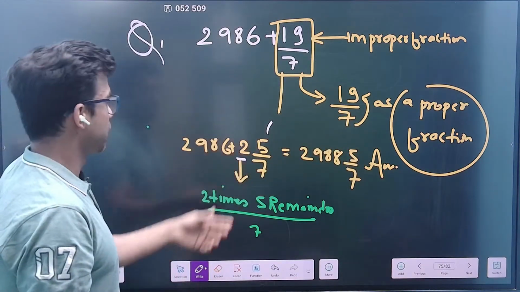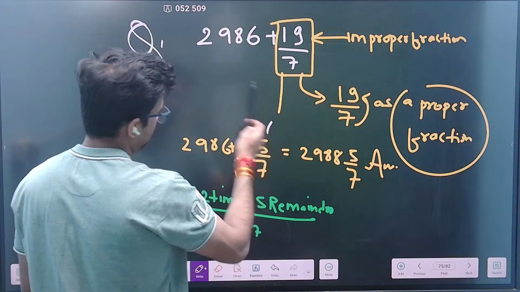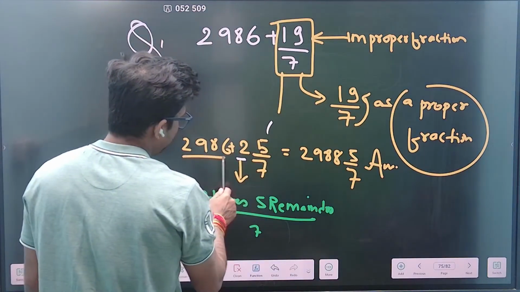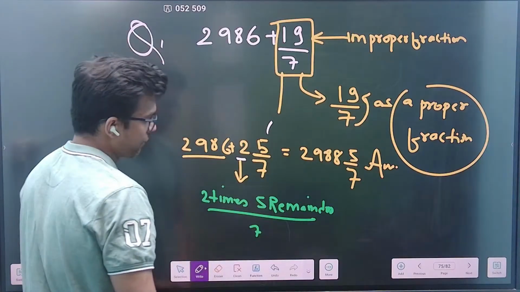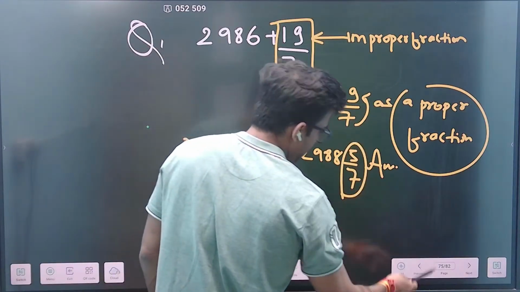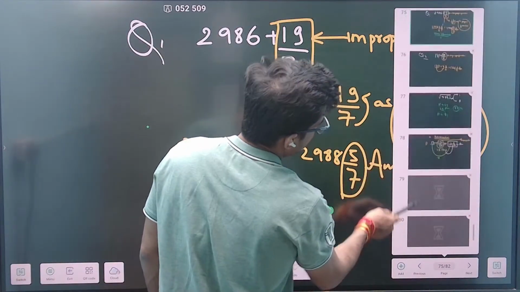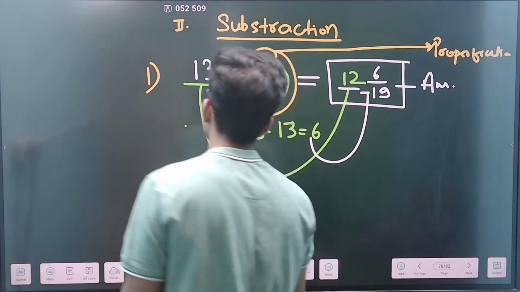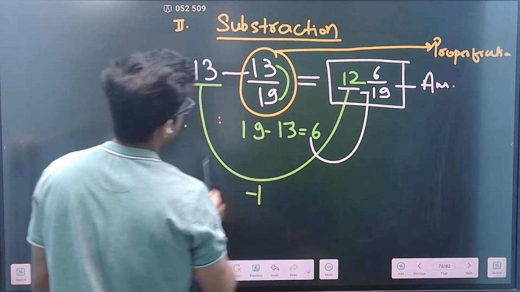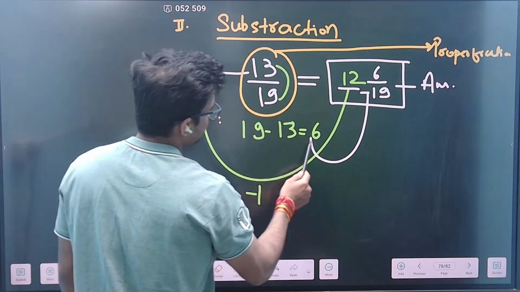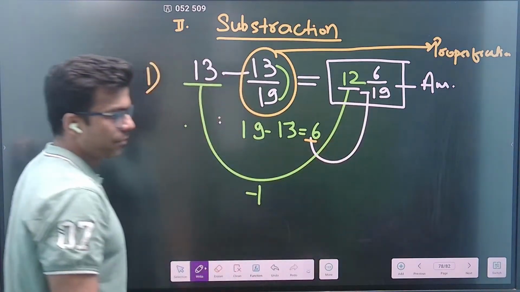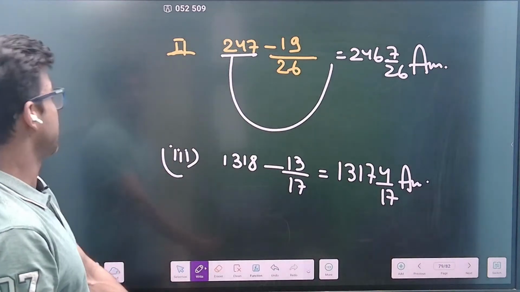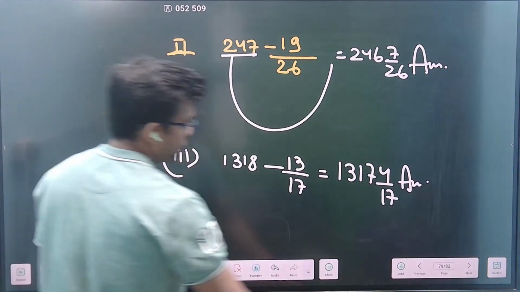So just divide it. 7 2s are 14. 5 by 7 is this part. Now 2986 plus 2 would give me 5 by 7. Now this part is again the easiest part to answer. Then we did a subtraction in the proper fraction, which is very easy. 13 minus 1 is 12. Now 19 minus 13 is basically 6. So 12 6 by 19 would be my answer. Correct.